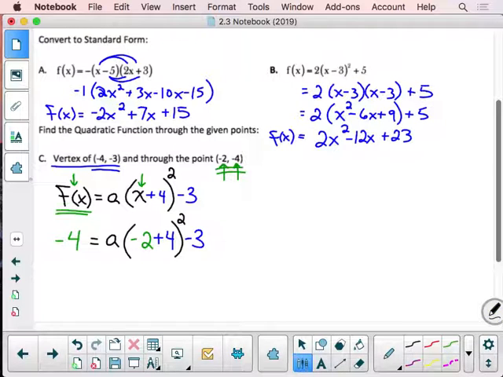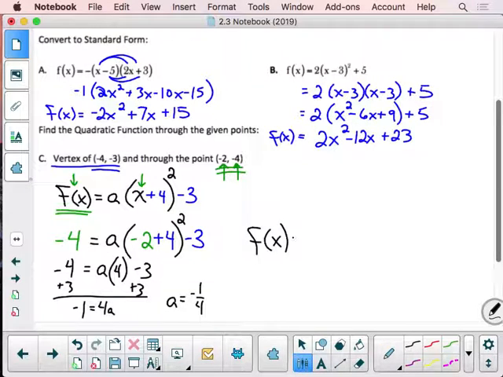Now we just go ahead and solve, and we end up with -4 equals a times -2 plus 4 is -2, squared is positive 4, minus 3. We add the 3 to both sides. We get -1 equals 4a, and when we divide by 4, we'll get -1/4 for a. A has a value of -1/4. So we go to write our function over here. Not too terribly bad. f of x equals that a value, -1/4, times x plus 4, quantity squared, minus 3.